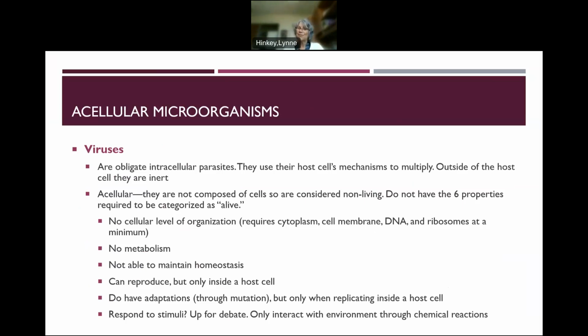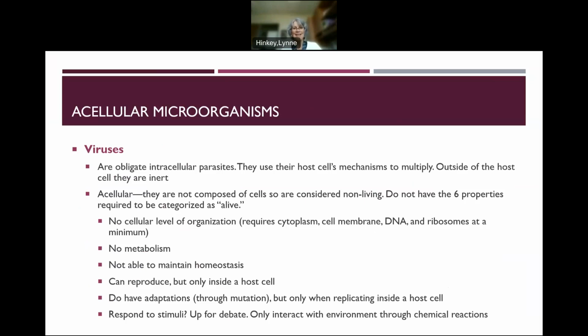And another criterion for living things is they have to be able to respond to stimuli. This is a big debate among biologists and virologists, because the only interactions that viruses have with their environment are chemical reactions. So is it a legitimate response to stimuli, or is it just a chemical reaction that would have happened anyway? It's not an actual motivated response to stimuli based on senses. So there's some debate on whether or not that chemical reaction is a response.